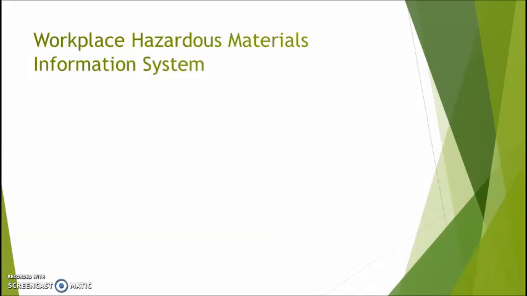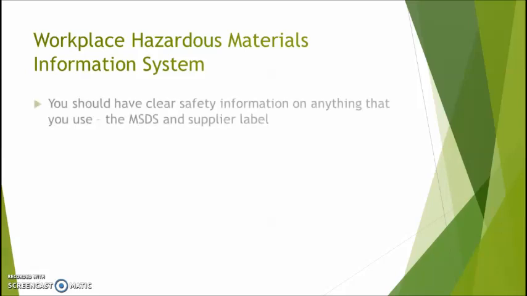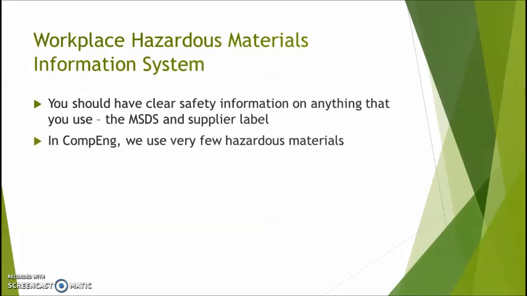You have information available to you about the materials that you use in the classroom and in any workplace. The Workplace Hazardous Materials Information System is designed to properly label hazardous materials and to give you access to detailed information through material safety data sheets. So anything that you use in the computer engineering lab that has safety implications, you should know that there is an MSDS and there should be a supplier label put on it that gives you information. We don't use many hazardous materials in computer engineering, and really solder is the main issue. And again, it's due to the lead content.